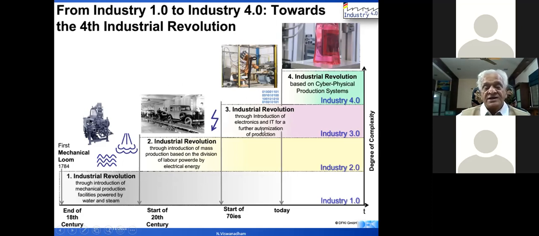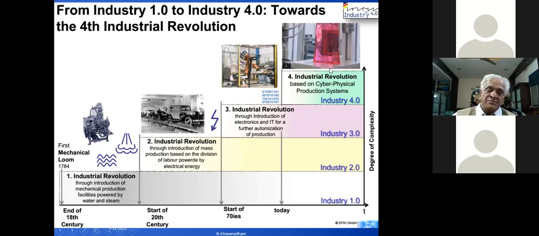And the third, industrial revolution three, is using IT and so on. All of us are familiar with SAP and other things which are being used. And we are still in this kind of revolution now. SAP, a lot of companies, all IT companies are in this. And now industry 4.0 is cyber physical systems and so on.